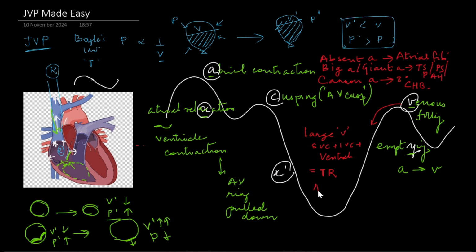Sometimes even ASD can produce the same because the left side of the heart will push blood into the right atrium. So even ASD can produce a large wave.